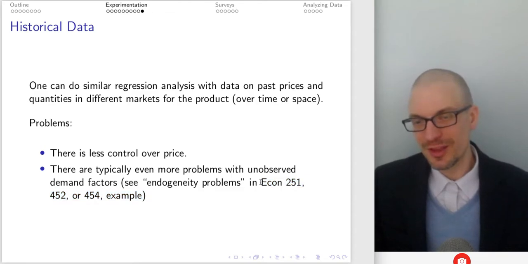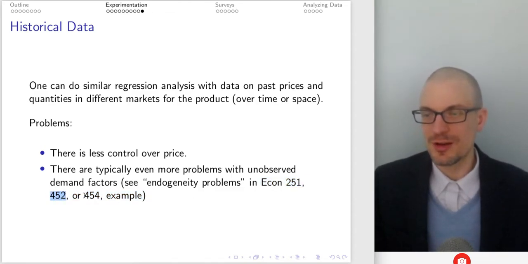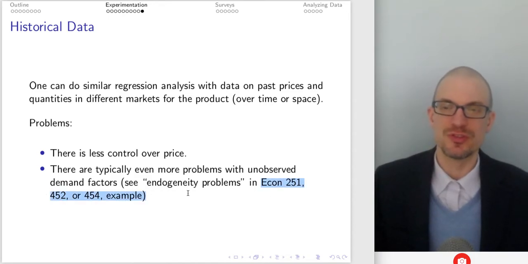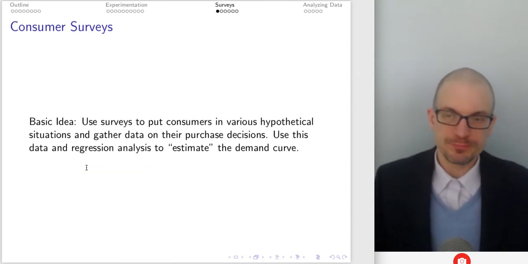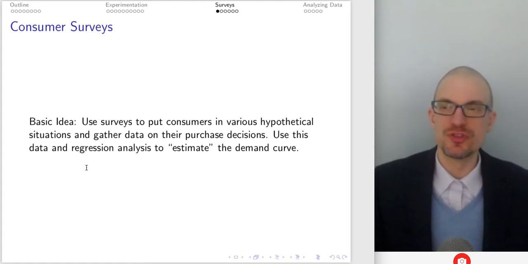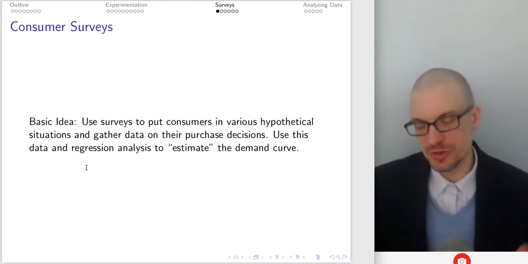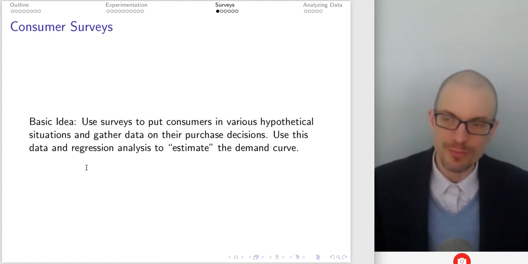This would be like the common statistics and econometrics class 1. This is the intermediate level. This is the advanced level. And so these are different types of issues that you'd be exploring in some of those courses. All right, so now I want to think about consumer surveys because this is getting us a little bit closer to what people would actually be wanting to do.